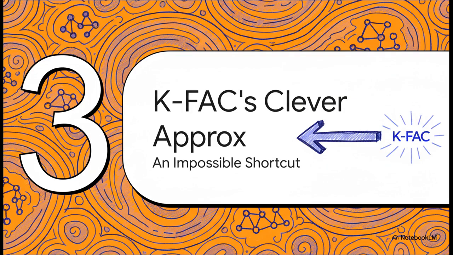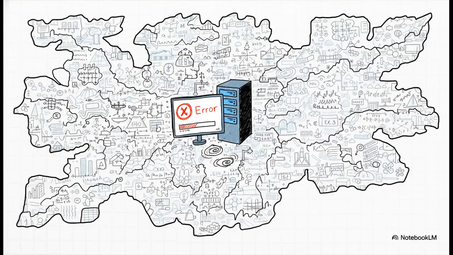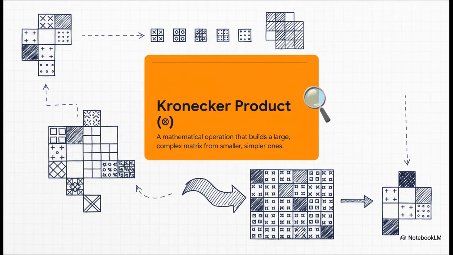And this is where K-FAC comes in with a totally ingenious shortcut. You see, for a big model with billions of parameters, calculating and then inverting the full Fisher matrix would take an absolutely astronomical amount of computing power. It's just not practical. It's like we have the blueprint for the perfect map, but we could never, ever afford to actually print it. K-FAC's solution hinges on a really clever math trick called the Kronecker product. It's basically a way to build a huge, complex matrix, our map, by combining much smaller, simpler ones.